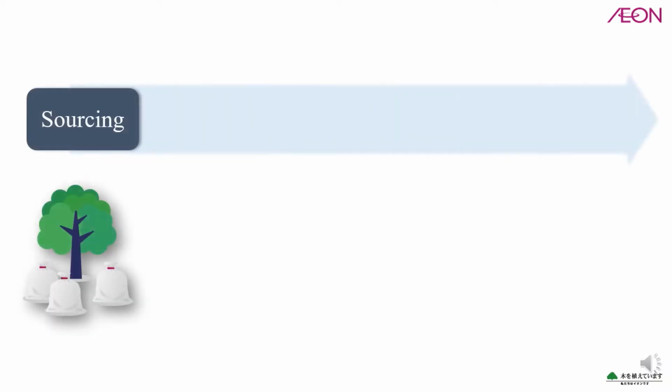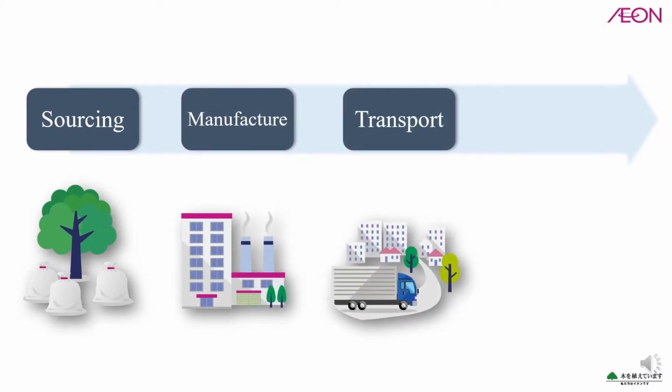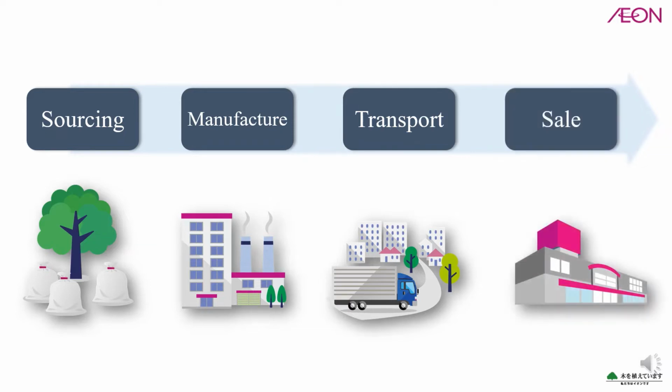Let's take a look at the process of an Eon product from production to the final buyer. The first step of the process is sourcing of raw materials. The raw materials are then manufactured at a factory into a product, which is then stored and transported to Eon stores. This network is called a supply chain. A supply chain involves many different companies and people around the world. As you can imagine, there are many places in the chain where problems can occur.